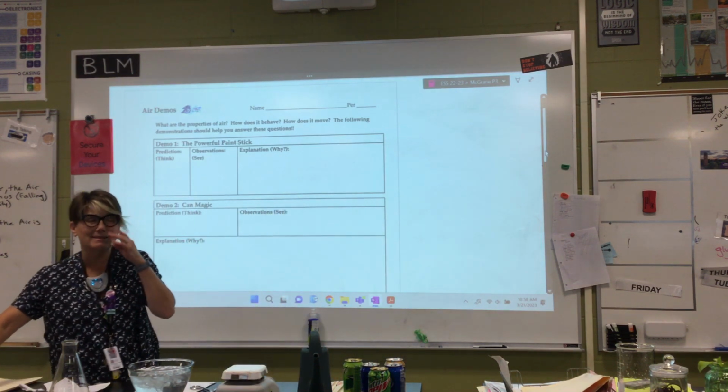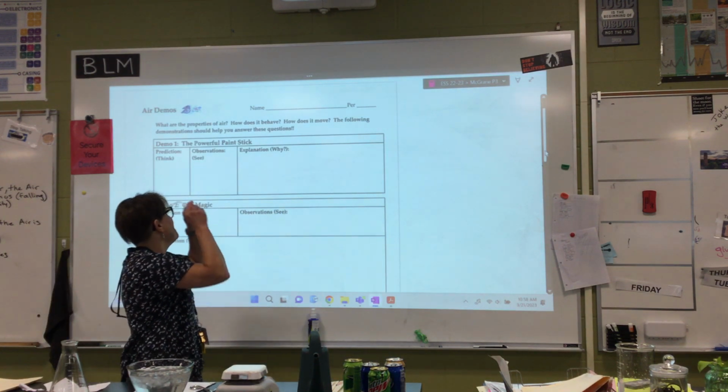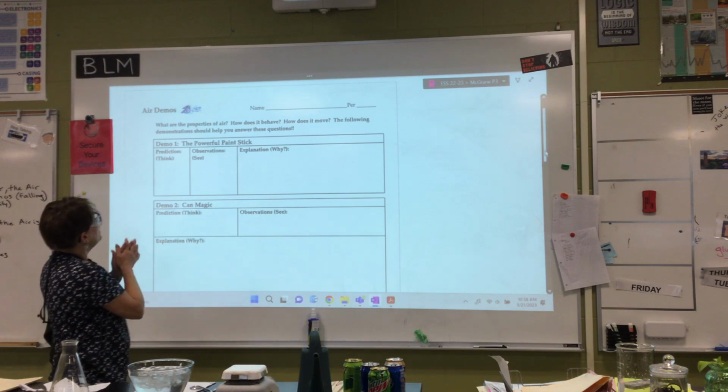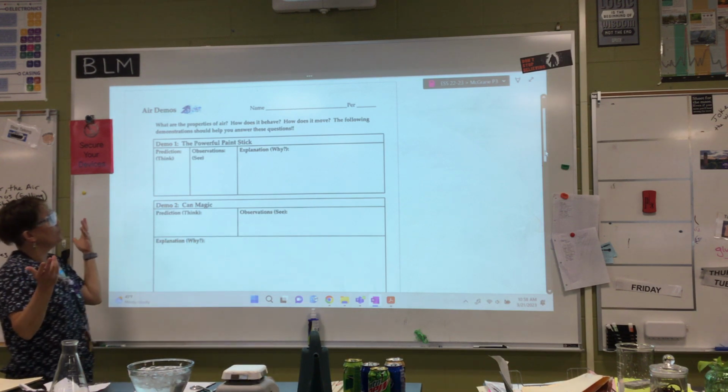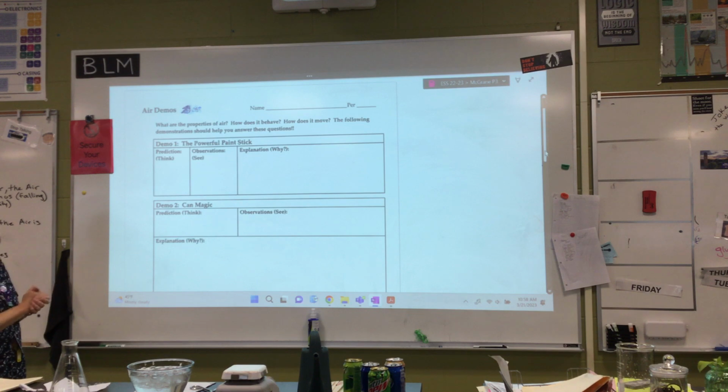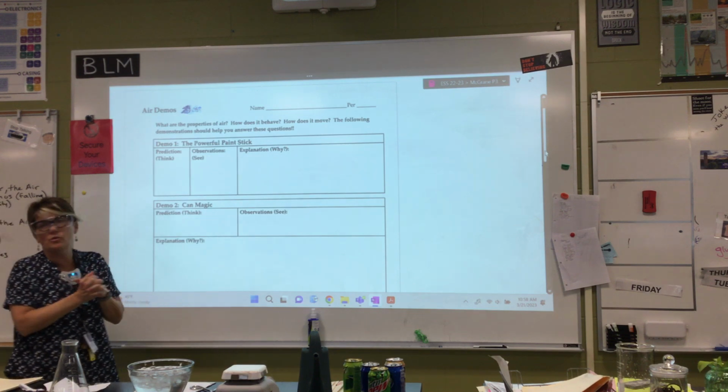Because we're doing some demonstrations, I'm going to go ahead and put on my goggles. It says, what are the properties of air? How does air behave? How does it move? The following demonstration should help you answer these questions.